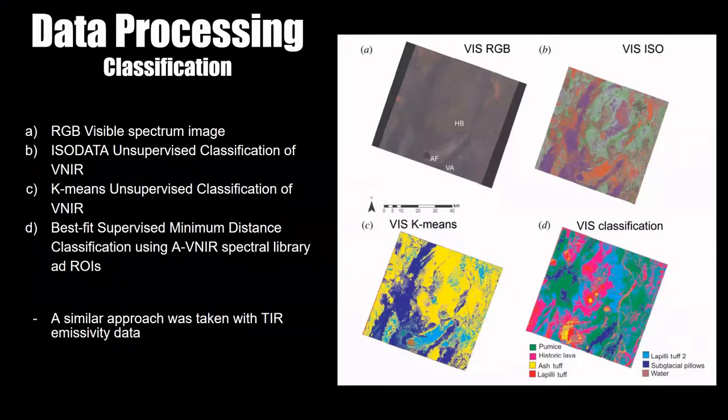So now getting into the data processing and classification process, we can see in the top left, it's just a simple visible red, green, blue image of the study area. And map B and C are both unsupervised classifications, map B being an ISO data and map C being a k-means unsupervised classification. Map D was used to produce the best fit map because it is a supervised minimum distance classification based upon the visible and near infrared end member spectral library that we talked about a few slides ago. And a similar approach was taken with the thermal infrared data, except no figures were provided.